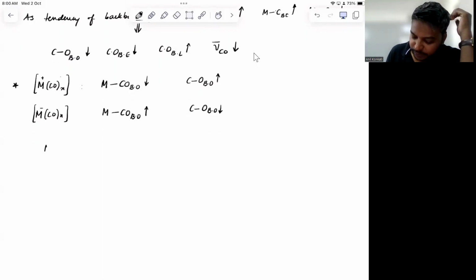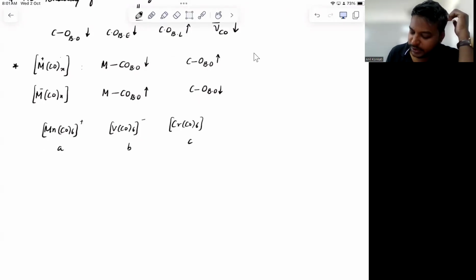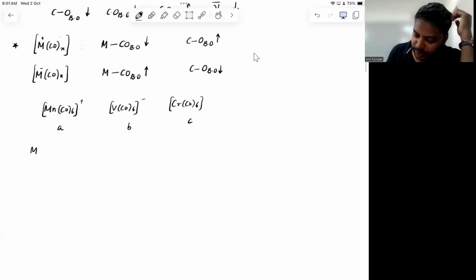So, for example, if I give you Mn CO6 with plus, and V CO6 with minus, and Cr CO6 only, like this. It is A, B, and C. Metal carbon bond order. Which one will be more in this case? Which one will be more? B, then C, then A.